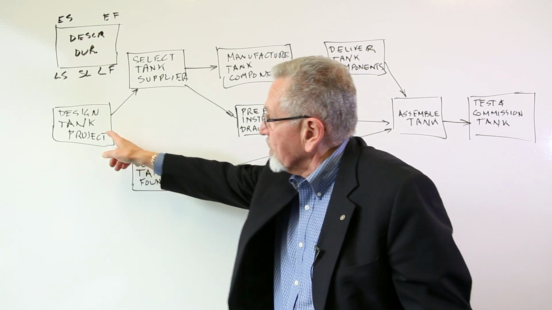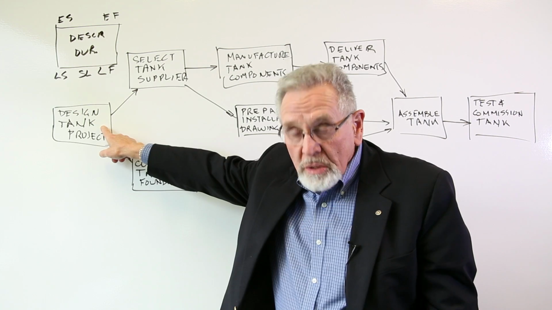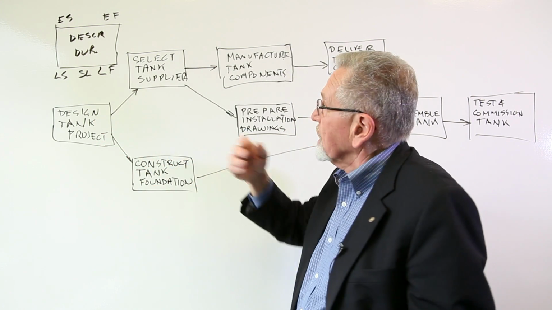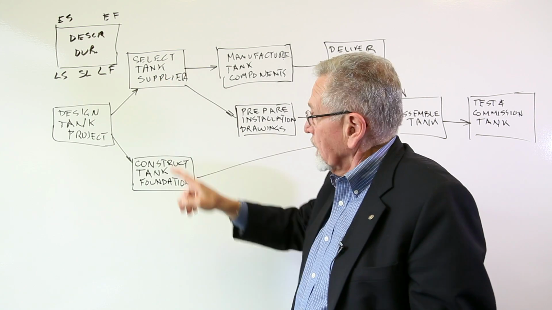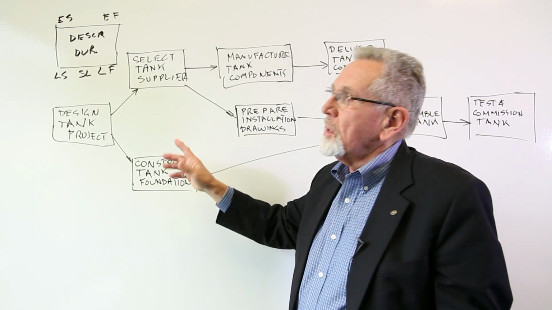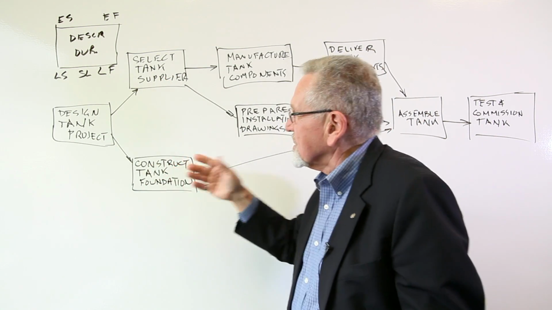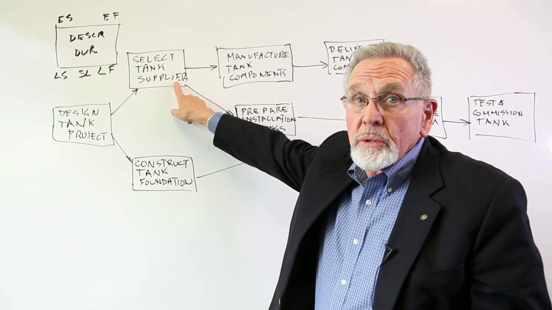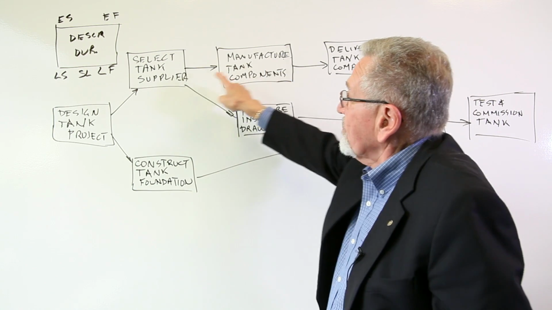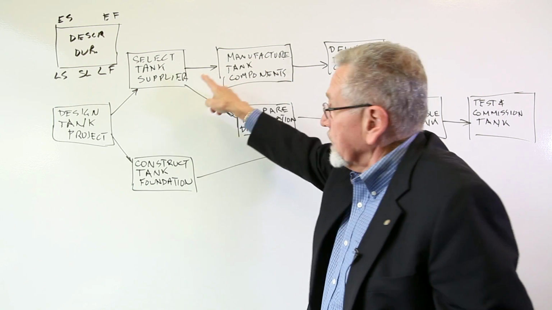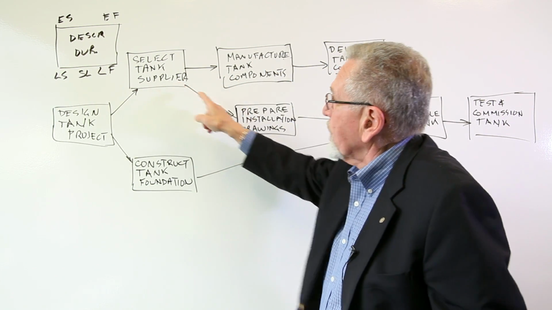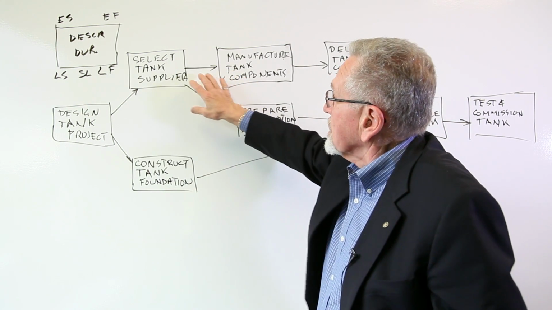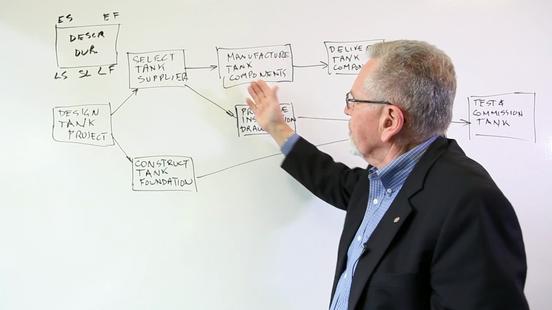So for example, the very first thing we do in the project is to design the tank project, after which we can do two things: select the supplier and construct the foundation. We've simplified it, of course, but I trust that that's okay. Once we've selected the supplier, two things can happen. We can manufacture the tank components by the supplier, and also we would expect the tank supplier to prepare installation drawings. So that's the sense of this really very simple flow chart, okay?